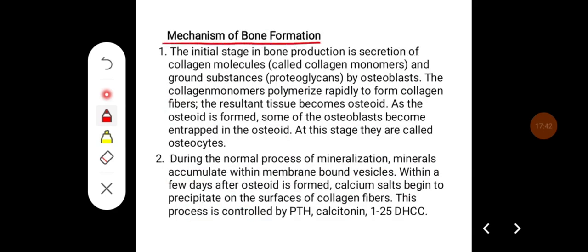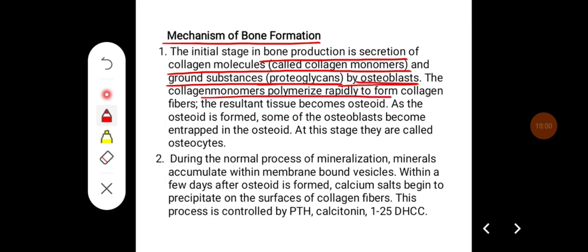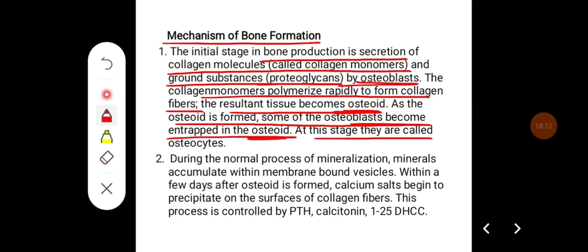Mechanism of formation of the bone. The initial stage in bone production is secretion of collagen molecules, which are called collagen monomers, and ground substances that are proteoglycans by the osteoblast cells. The collagen monomers polymerize rapidly to form collagen fibers. The resultant tissue becomes osteoid. As the osteoid is formed, some of the osteoblasts become entrapped in osteoid. At this stage, they are called osteocytes.